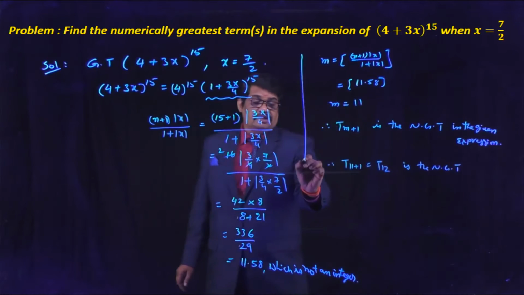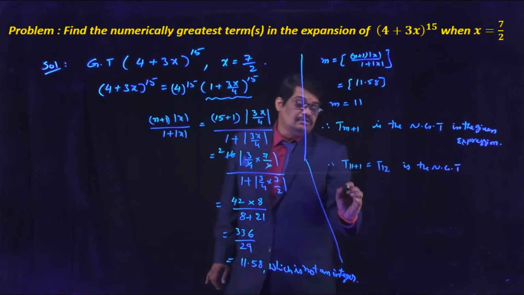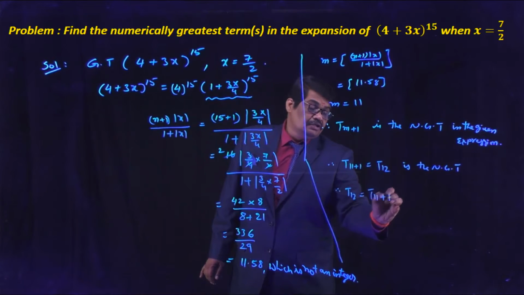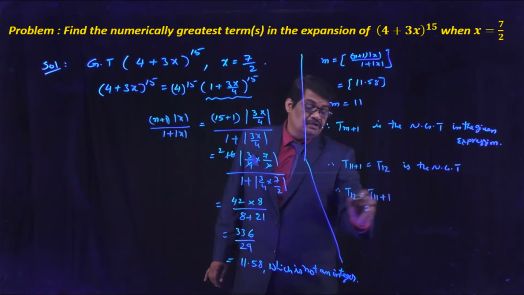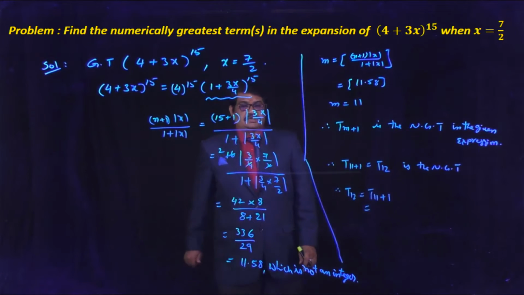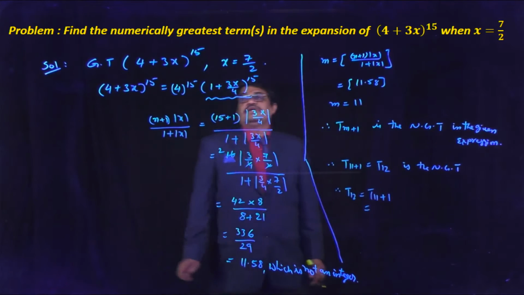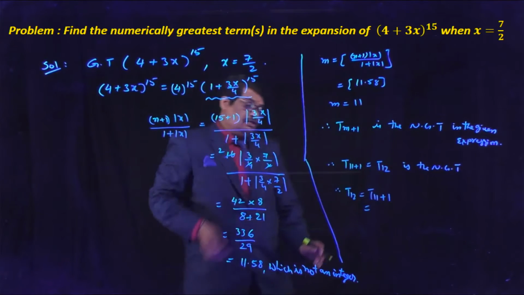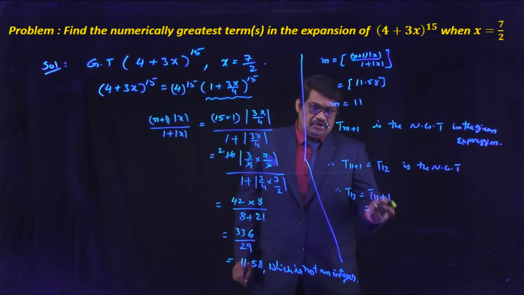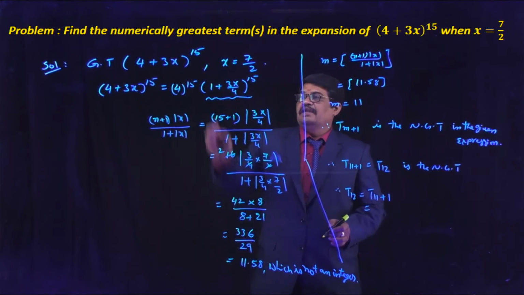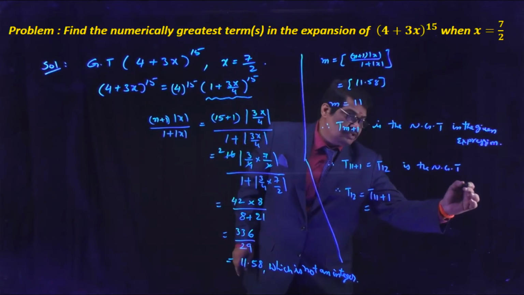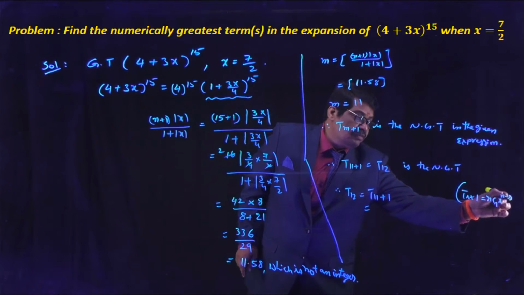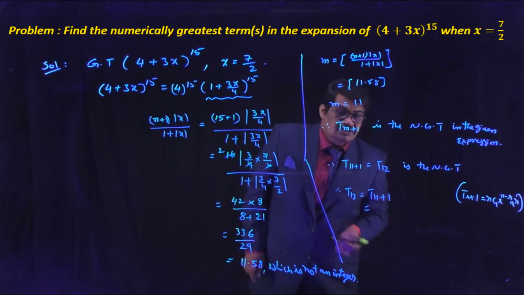Now we write the term. T12, that is T(11 + 1), is the T(r + 1) term, where r is 11. The given expression is (4 + 3x) to the power of 15. What is the general term? The general term T(r + 1) is equal to nCr into x to the power of n minus r into a to the power of r.